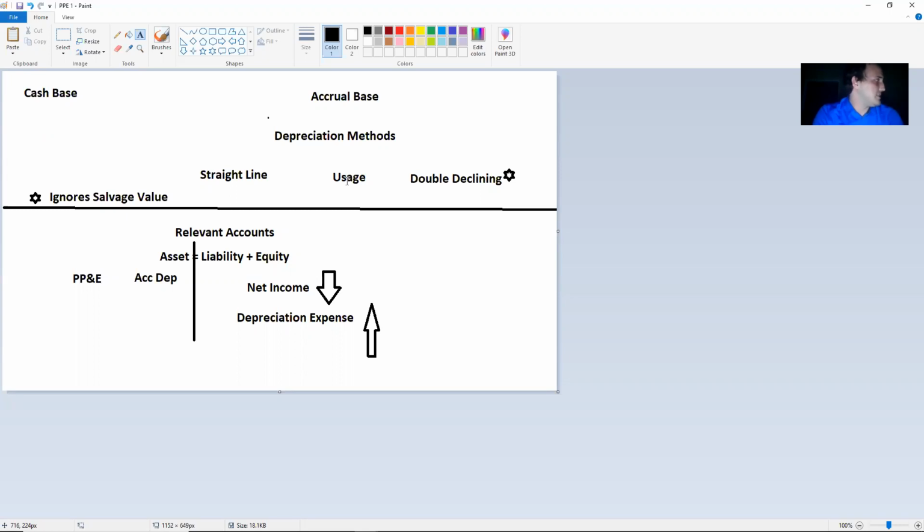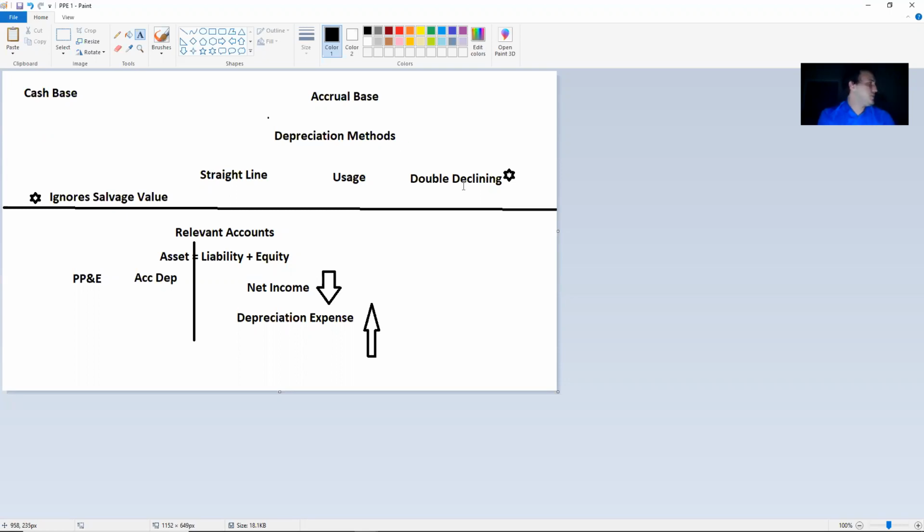There's other assets that are based off of the usage. So you have more factory equipment and these type of items that as they produce a certain amount of widgets, we're going to depreciate the expense equally over the amount of widgets that it produces.